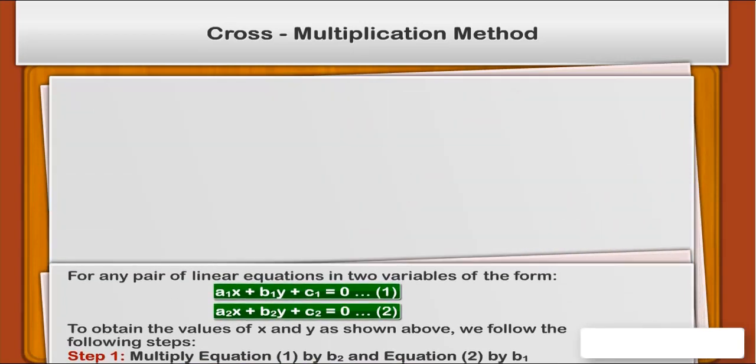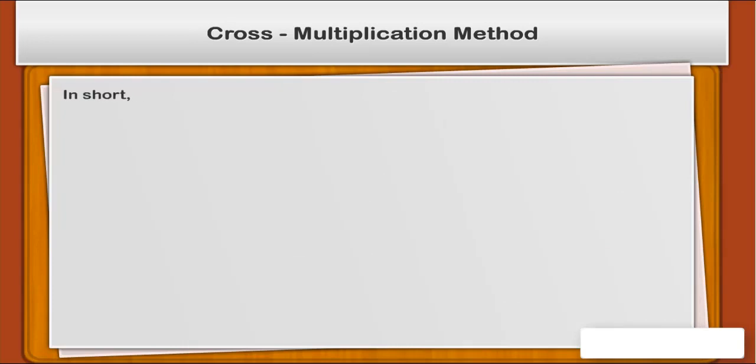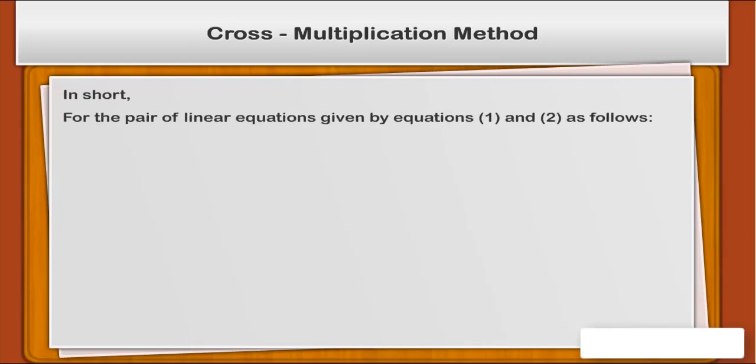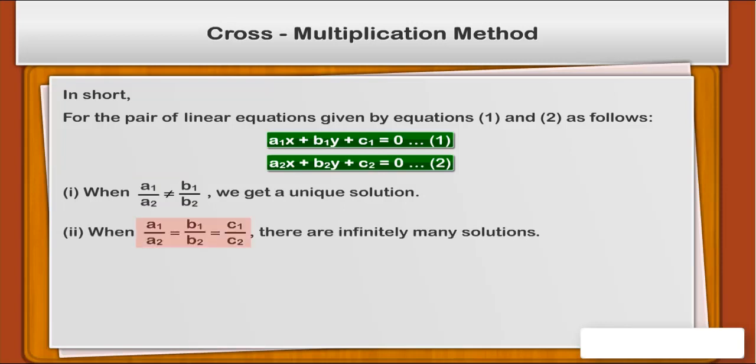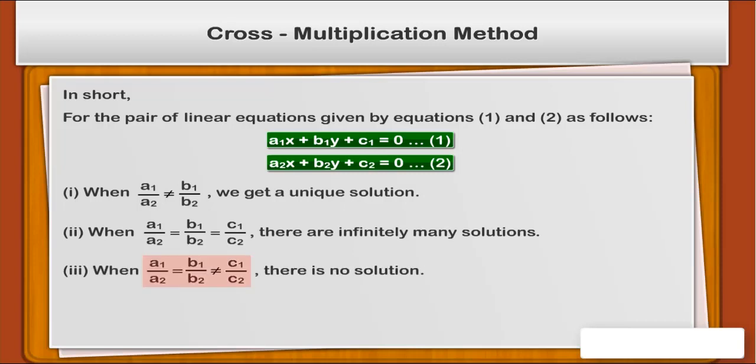In short, we can say, for the pair of linear equations given by equations 1 and 2, when a1 upon a2 is not equal to b1 upon b2, we get a unique solution. When a1 upon a2 is equal to b1 upon b2 is equal to c1 upon c2, there are infinitely many solutions. And when a1 upon a2 is equal to b1 upon b2 is not equal to c1 upon c2, there is no solution.